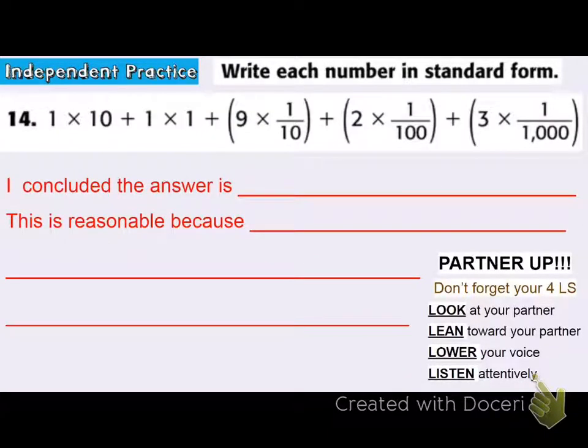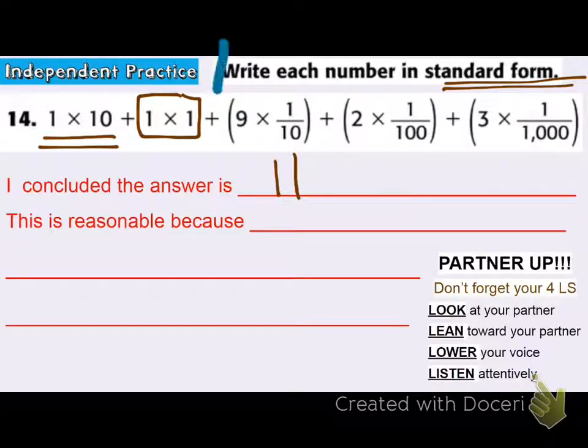Again, independent practice, this time number 14, writing it in standard form, only digits. And I'm going to put this expanded, stretched out form all together into the normal number we see. And I can see that 1 times 10 is 10. I can also see that 1 times 1 is 1. So on this side of the decimal, I have 11. And I know that because everything else has a fraction. If it has a fraction, it's less than 1.